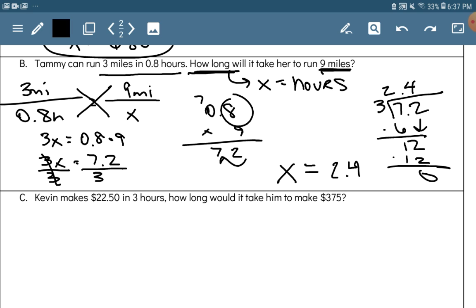And I want to go back and think about my labels. On the top was miles. On bottom where x was, my label was hours. So 2.4 hours is my answer for that one.